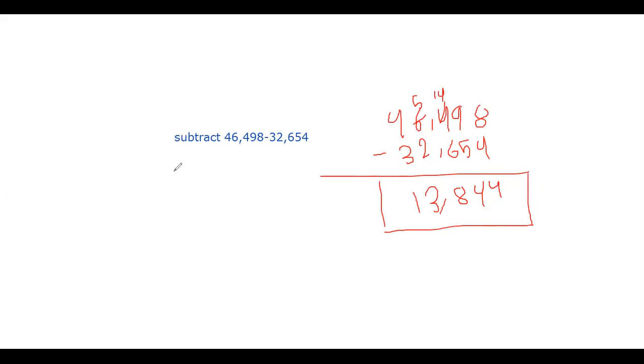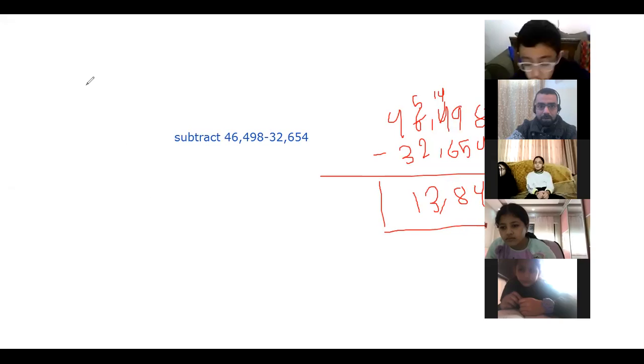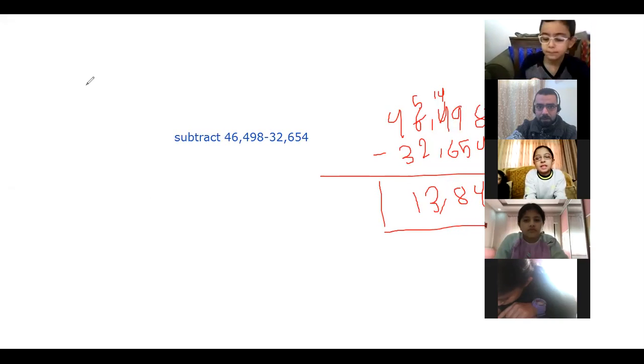So you will see two options in the exam. You need to choose the correct one. Okay? Is there any problem with that? We just subtract digit by digit from right to left.